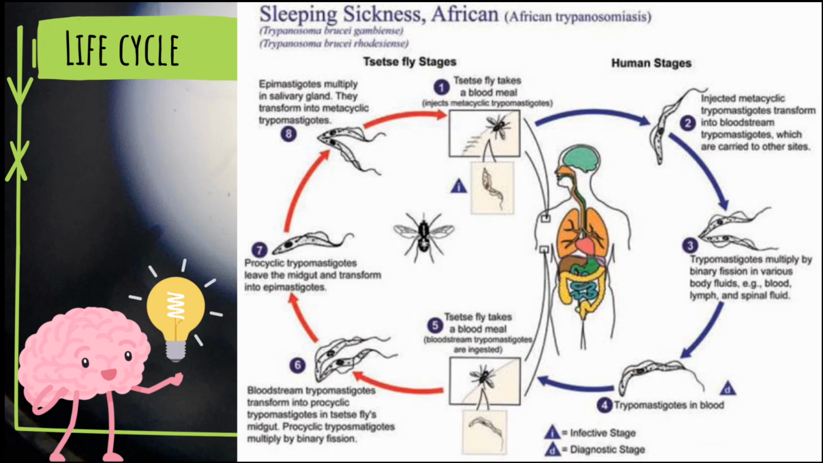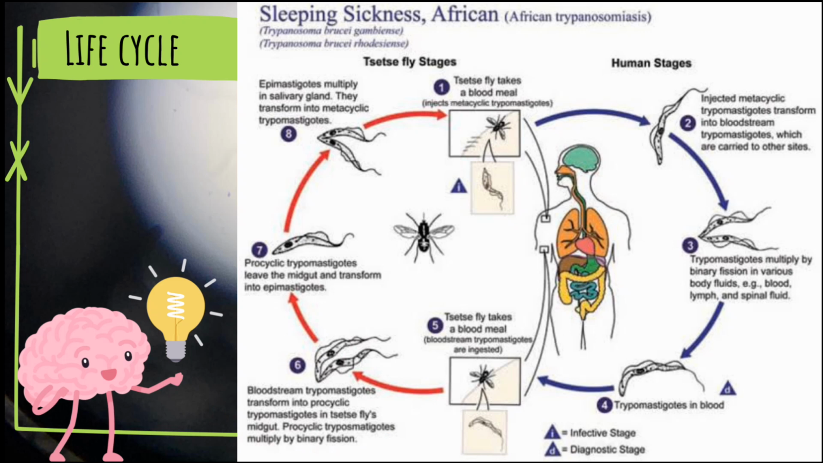And then after that, if the tsetse fly again takes a blood meal from you, so if that tsetse fly is not a carrier of Trypanosoma brucei rhodesiense, it will get the parasite from your blood. So if the tsetse fly gets the trypomastigotes from your bloodstream, it transforms them into procyclic trypomastigotes, and then they multiply by binary fission.